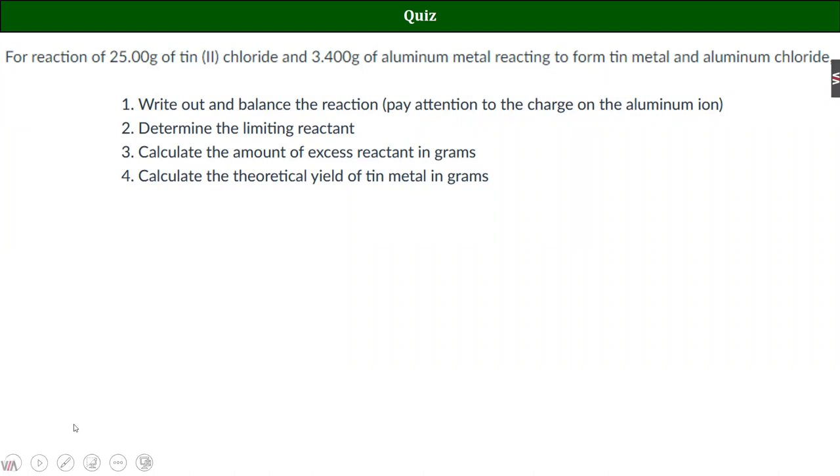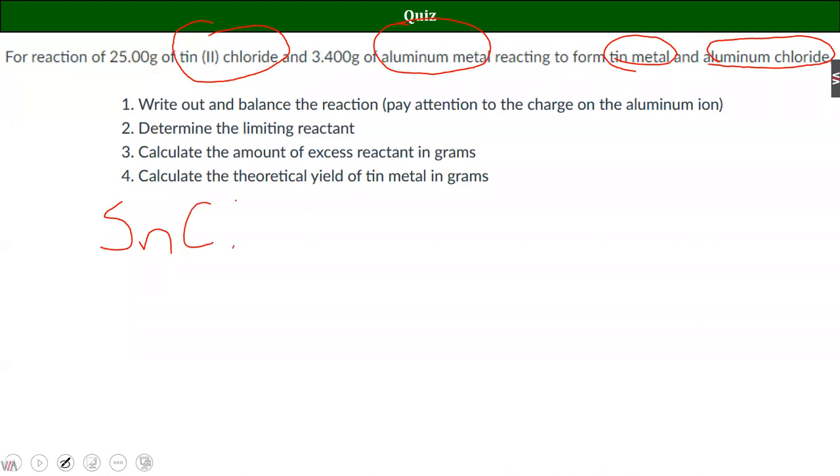For starters, this is a bit of a nomenclature problem, right? You have to know how to write this out. So tin(II) chloride, what's the 2 referring to? The charge on the tin, right? So if tin has a plus 2 charge, chloride's got what charge? Negative 1. So it takes 2 chlorides for every 1 tin.